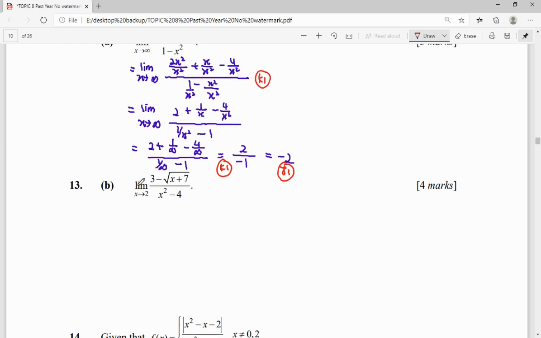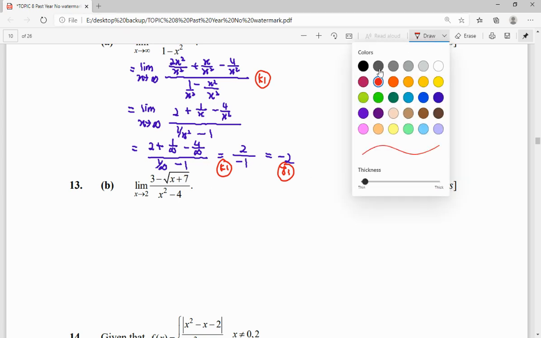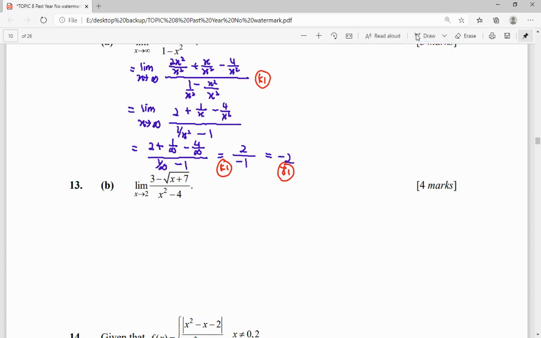we're going to find the limit when x approaches 2 for this root function. As we substitute x equals to 2, we get 0. Here we get 0 also. So 0 over 0 is IDF. In order to solve this IDF, we are going to multiply with conjugates. Since we have a root function, we will multiply with its conjugate. So the conjugate of it will be 3 plus root x plus 7.